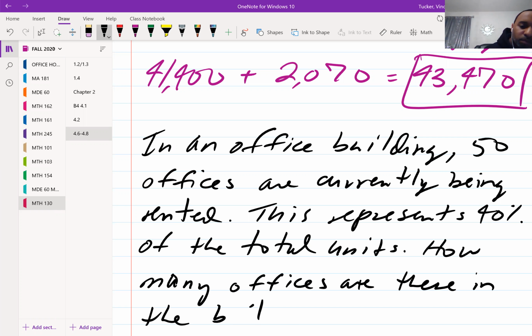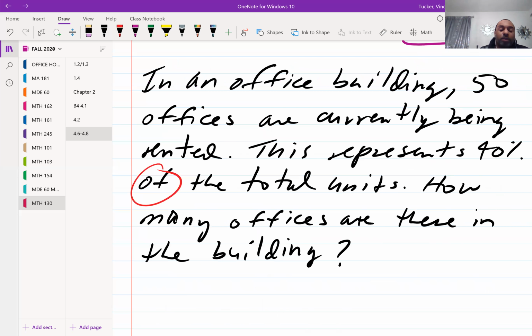All right. In an office building, 50 offices are currently being rented. This represents 40% of the total units. How many offices are there in the building? So you always want to be looking for keywords, and I already mentioned one of them, which is of. 40% of the total units. Remember, I said of means multiplication.